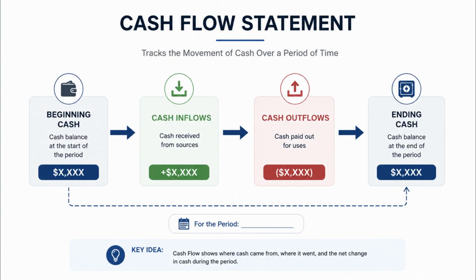Next is the cash flow statement. This explains where cash came from and where it went. This answers the broad question of what happened to my cash. In other words, it reconciles the beginning of period cash position from the prior month and the cash position that you currently have at month end.